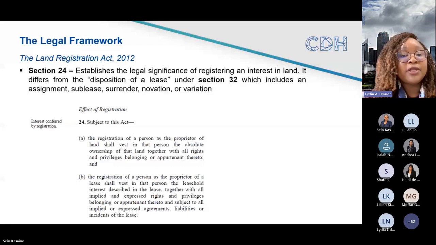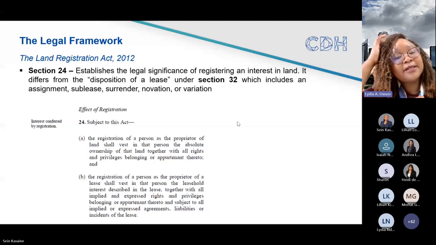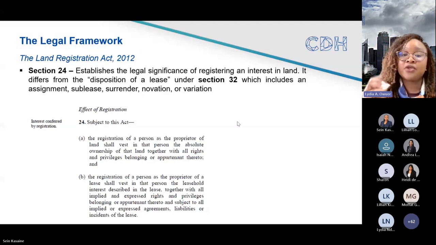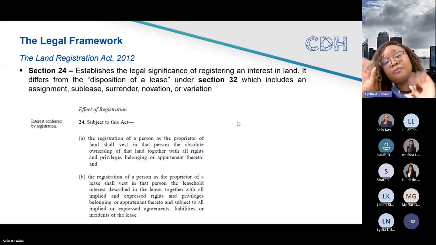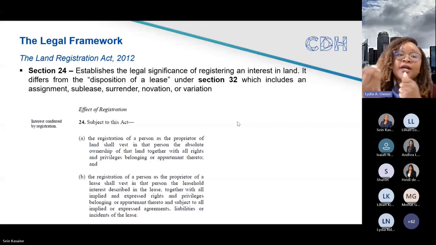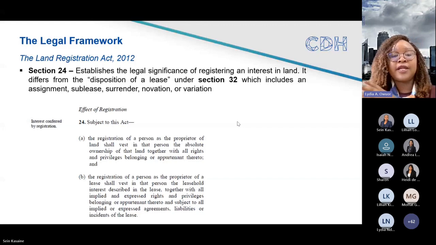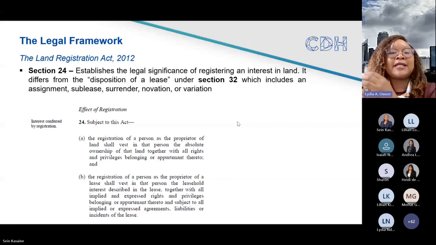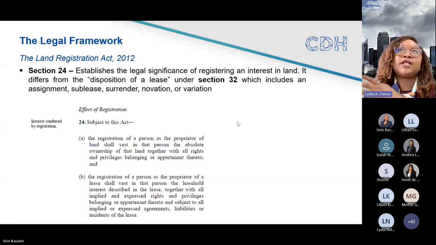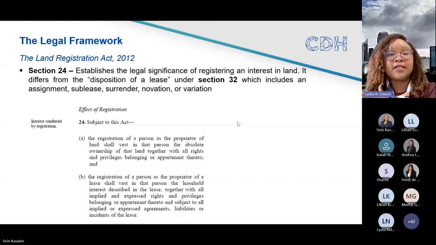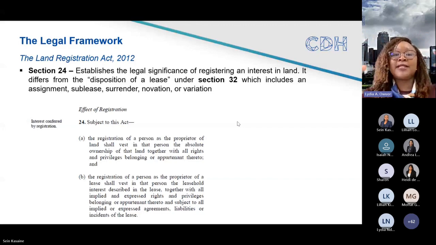Now, I have also clarified on this slide that I am not referring to the disposition of a lease under Section 32, and I won't get into that. For the nitpickers or those who want absolute clarity on the information, I'm not referring to the disposition of a lease under Section 32. My understanding of Section 32 in relation to the disposition of a lease would be what happens after the lease is in place.